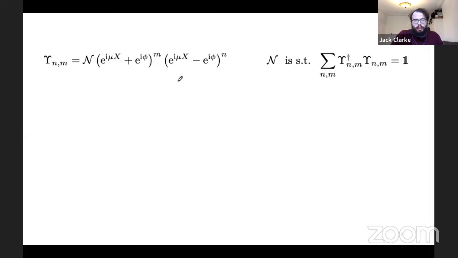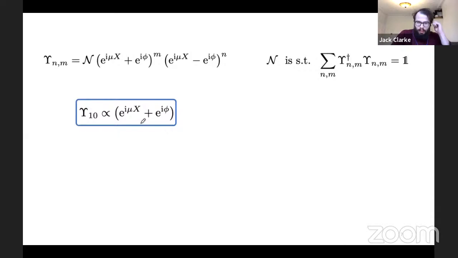I said it's nice, but it's actually a bit complicated. So let's take an example where, say, m is 1 photon detected, and n is 0, no photons detected in the other port. In that case, our Kraus operator just looks like a simple sum. It's a sum of a displacement operator and then a phase times some identity.